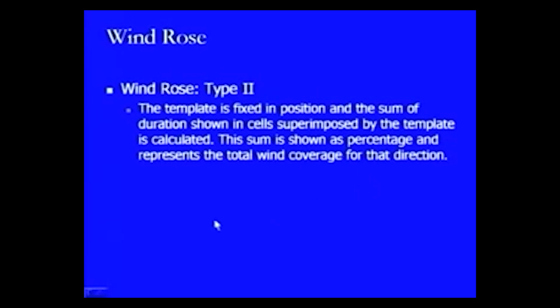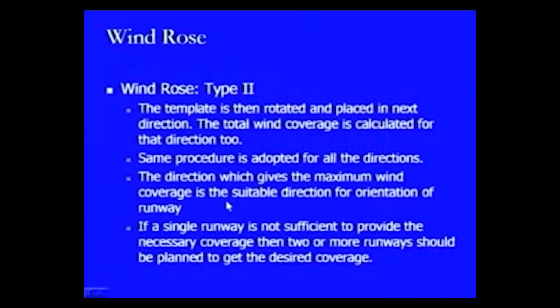So, once we have got the total wind coverage for that direction, similarly we will be doing the same exercise for the rest of the 16 other directions. And if we do it for all the directions, then the direction which gives the maximum wind coverage is the suitable direction for orientation of runway. In case a single runway is not in a position to provide the necessary coverage, that is 95% of the wind coverage, then 2 or more runways should be planned so as to get the desired coverage area. That is how it works.